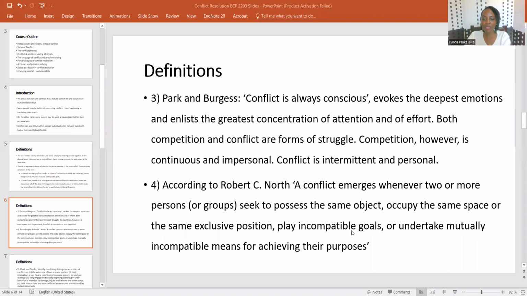Or they might be having incompatible goals. They are aiming for something. They want a certain idea to come through, but each group feels like their goal is the best. Or they might have the same goal, but they have incompatible means of achieving this goal. And so they become conflicted.